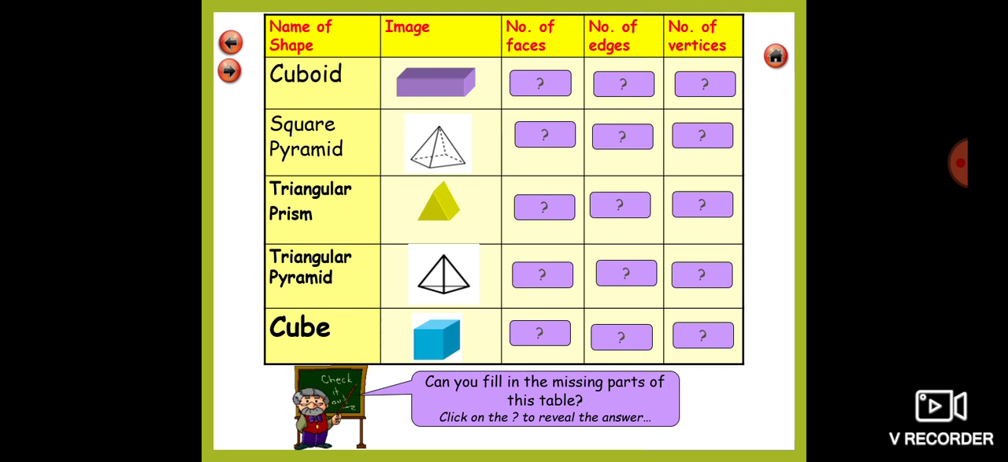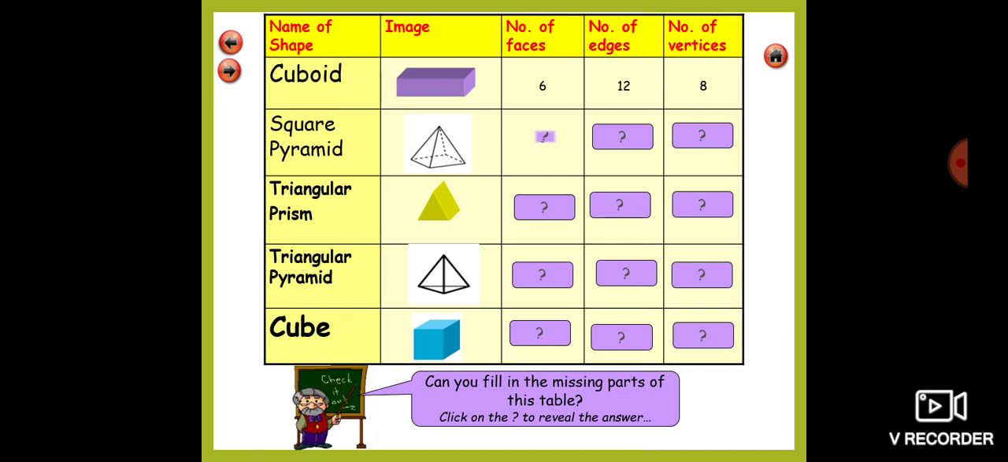Next. Here is a column. Name of shape, image, number of faces, number of edges, number of vertices. We studied these faces, edges, vertices of cuboid, square pyramid, etc. So, cuboid image is given. Number of faces how many? 6. Number of edges? 12. Number of vertices? 8. We already studied from the above slides.